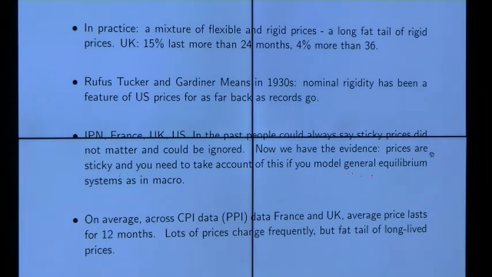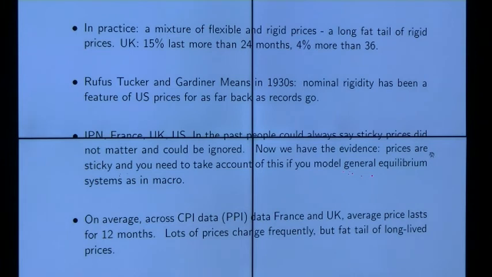So before that there wasn't very much data on prices. There were individual studies of individual industries, biscuits, newspapers and so on, but there was no generic thing. So people could always say, well, prices are flexible. But I think now, since this evidence has become available, if you look at it correctly, prices are sticky, and you need to take account of this if you want to model a general equilibrium system, as you do on average.